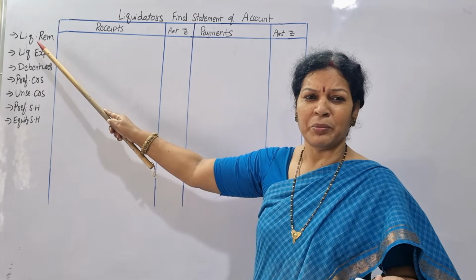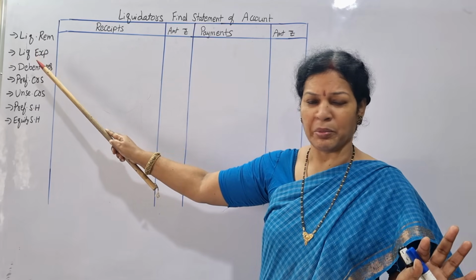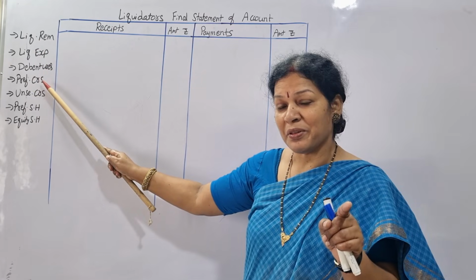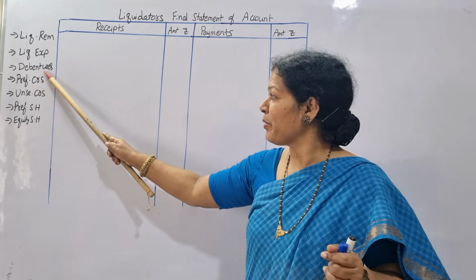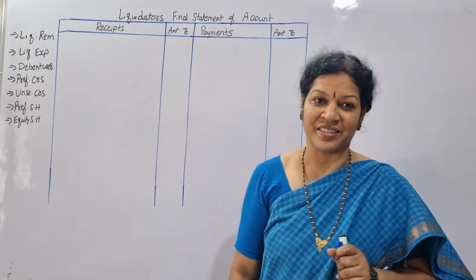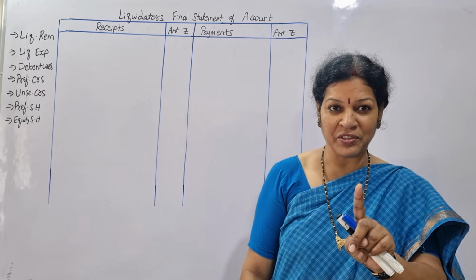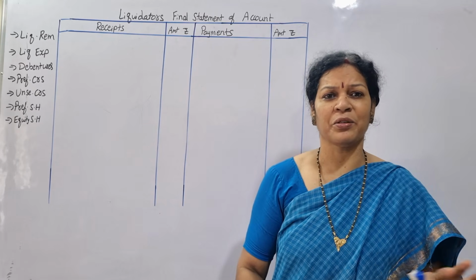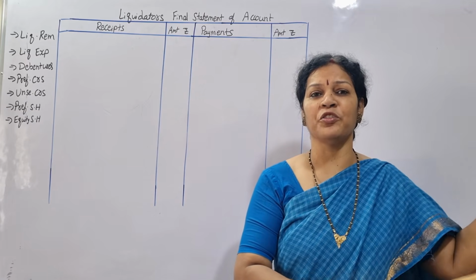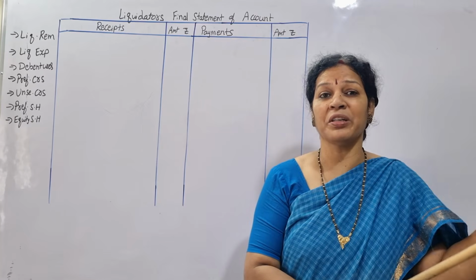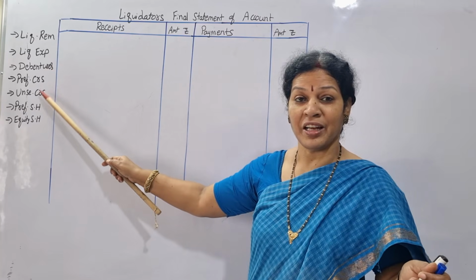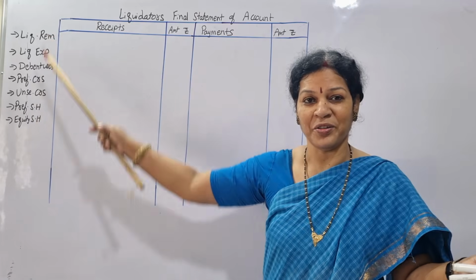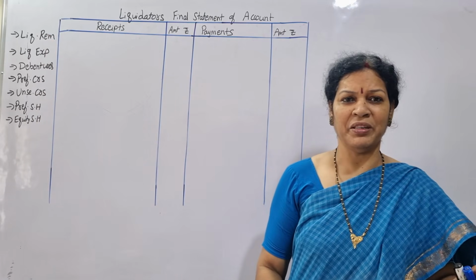Anyway, liquidator remuneration and liquidation expenses you'll be able to remember. Next, debentures you have to pay. After that, preferential creditors, unsecured creditors. Creditors are of two types here, preferential creditors and unsecured creditors. There are secured creditors also that we don't consider. Secured creditors means they'll be paid as per the security given to them, so secured creditors we don't touch. Then preferential shareholders, equity shareholders. You have to remember the order, then the problem will be easy.